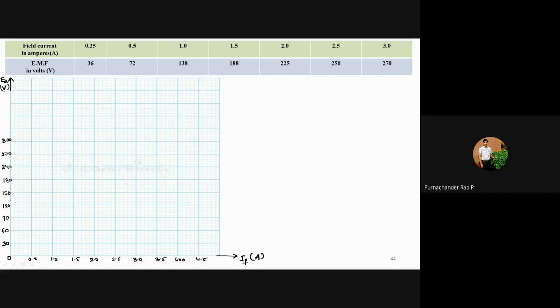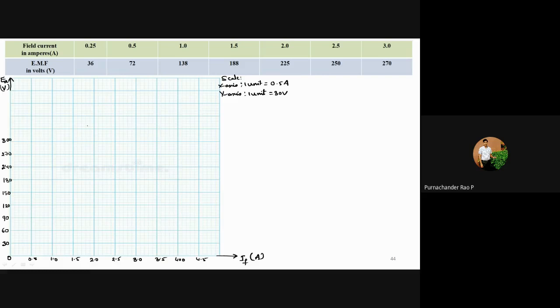This is the scale I'm using. Always mention the scale. On the x-axis, 1 unit is equal to 0.5 amperes, and on the y-axis, 1 unit is equal to 30 volts. So this is the scale I'm taking.